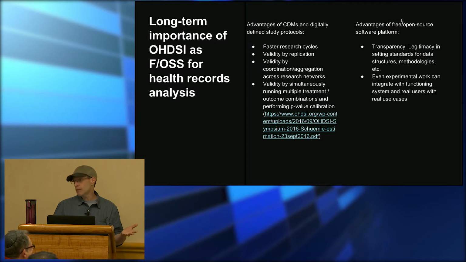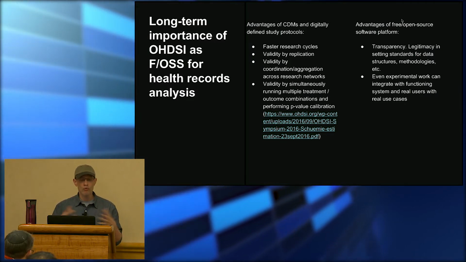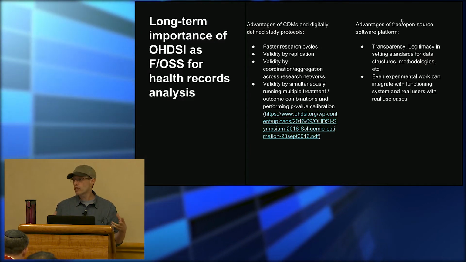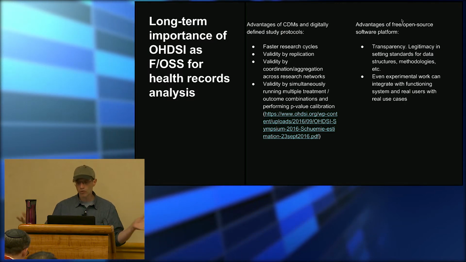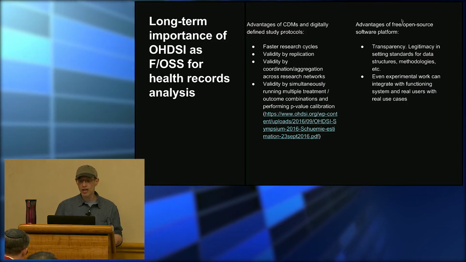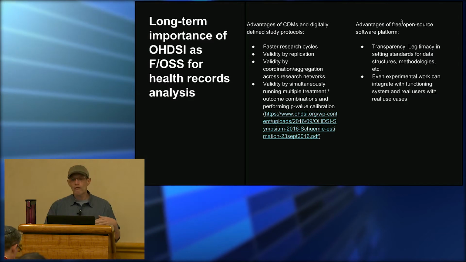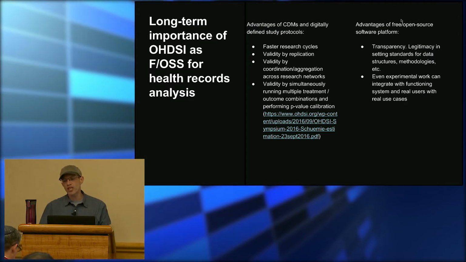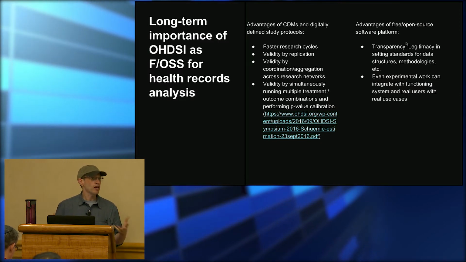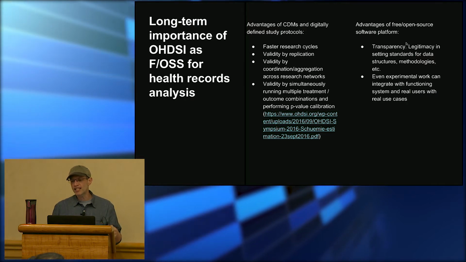You get validity by replication. Other people can run your code. Validity by coordination and aggregation across research networks. So I think other people have talked a lot about that. By simultaneously running multiple treatment and outcome combinations, performing p-value calibration. So besides having CDMs, the advantages of open source software platforms, transparency in what we're doing, and more importantly maybe is the legitimacy in setting standards.